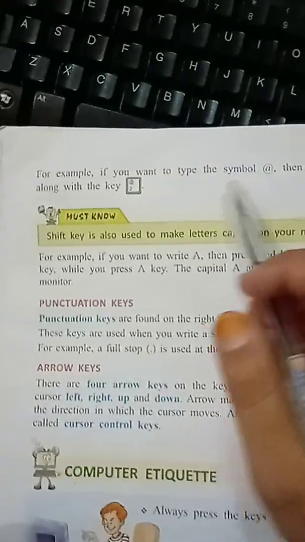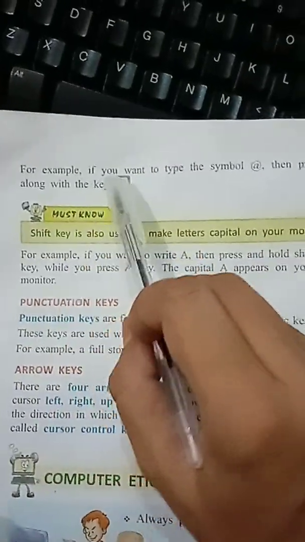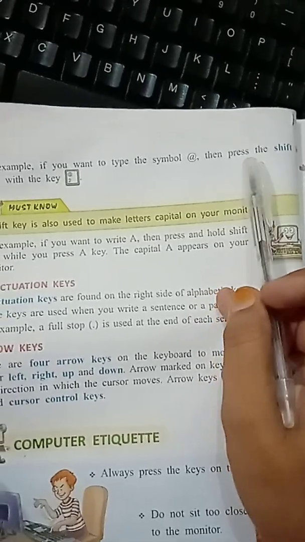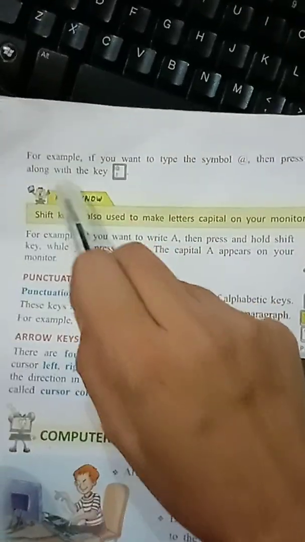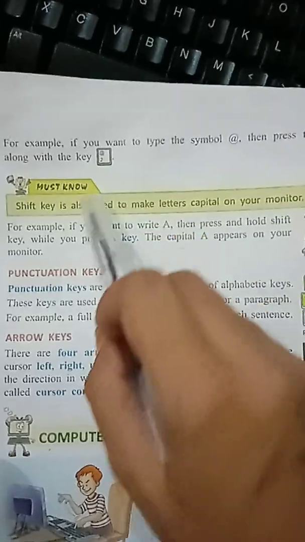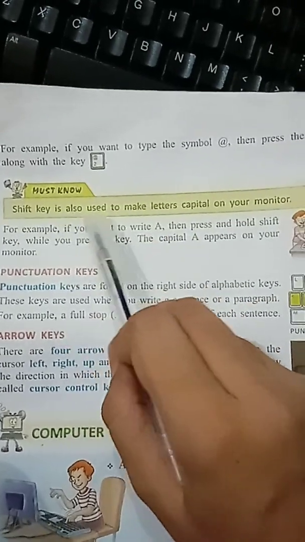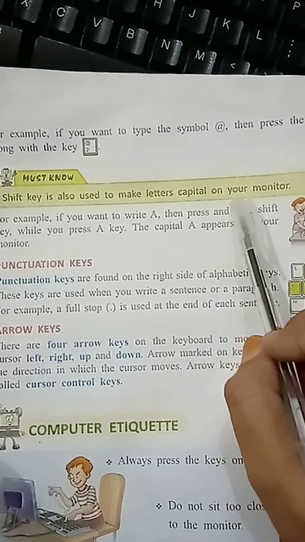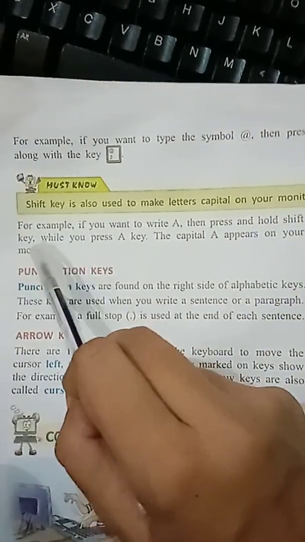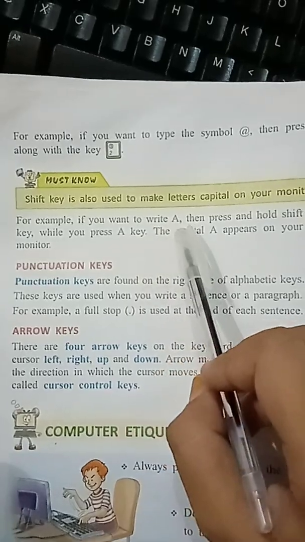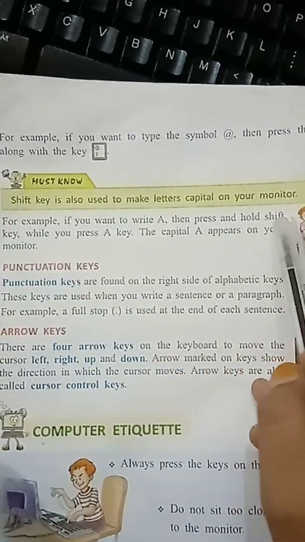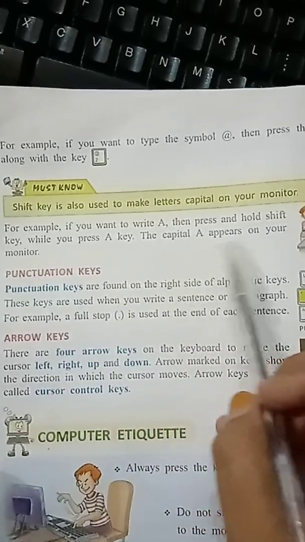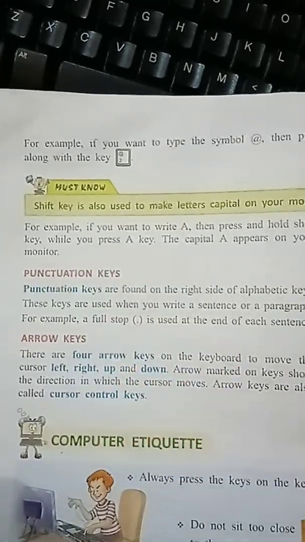Okay, now we read. For example, if you want to type the symbol @ then press the shift key along with the key 2. Must know, shift key is also used to make letters capital on your monitor. For example, if you want to write A, then press and hold the shift key while you press the A key. The capital A appears on your monitor.